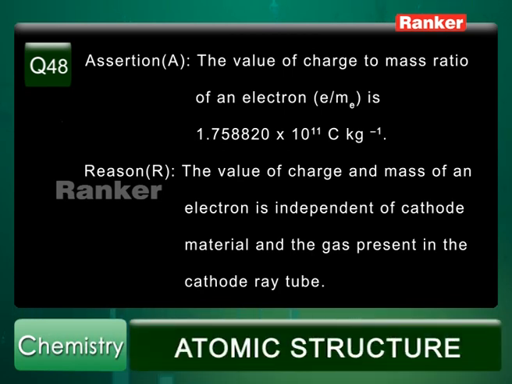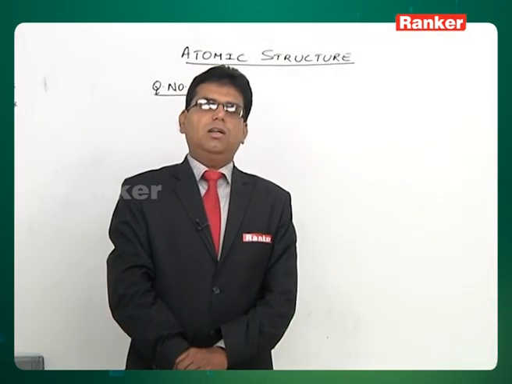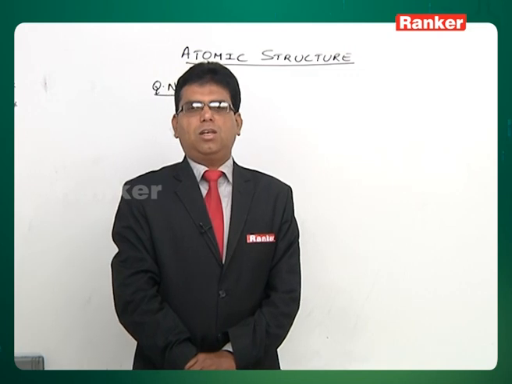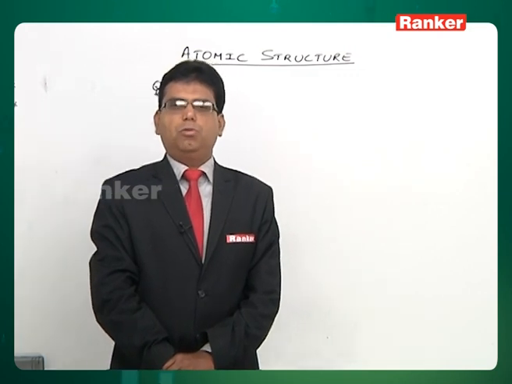So now if you look at it, the assertion given in this question is that the value of charge to mass ratio of an electron is 1.7 into 10 power 11. Yes, it's correct. The reason says the value of charge and mass of an electron is independent of cathode material and the gas present in the cathode ray. Assertion is correct because charge to mass ratio, that is E by M, E is equal to 1.6 into 10 power minus 19 coulombs. Mass is 9.1 into 10 power minus 31 kg. So E by M, if you calculate, we get 1.75 into 10 power 11 coulomb per kg.